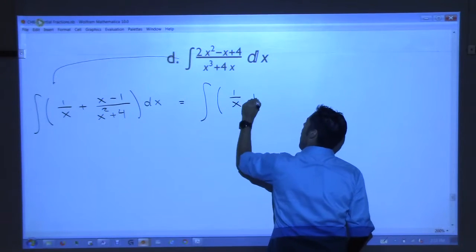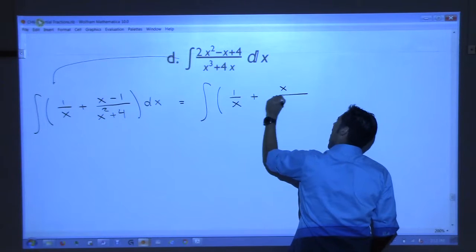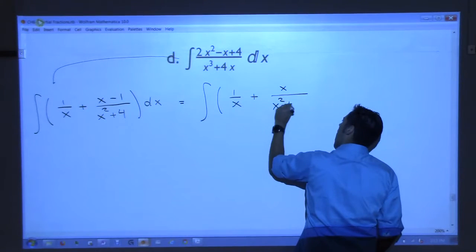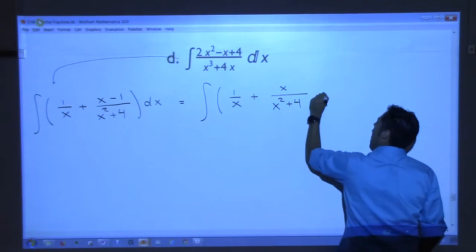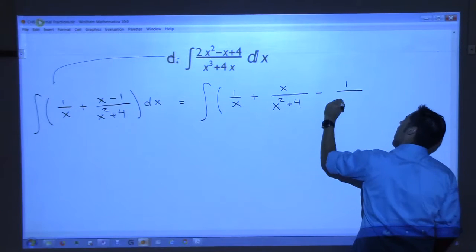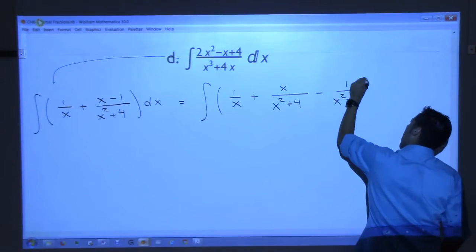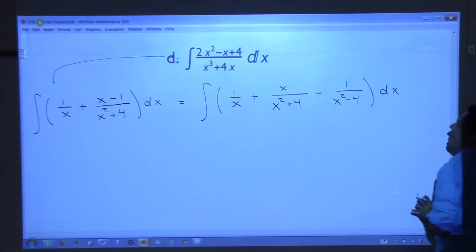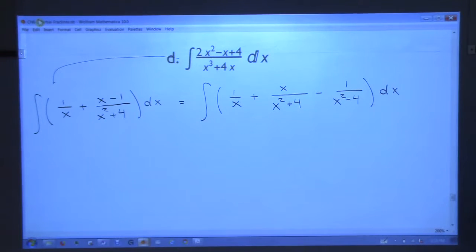Let's see. How about this? We just kind of get lucky with this problem that things work out nicely. Watch. Can I split it like that? I can, right? Because you have x minus 1 on top, so you can do x over the denominator and then minus 1 over the denominator. And you see what's really nice about this one? This one is formula 17, because now it's a constant over this.